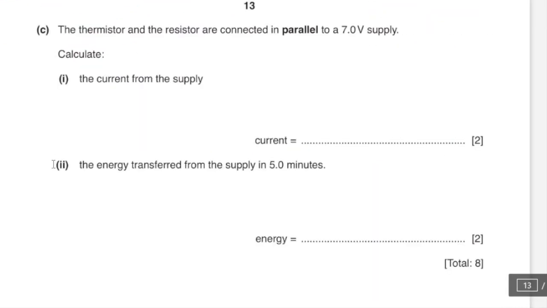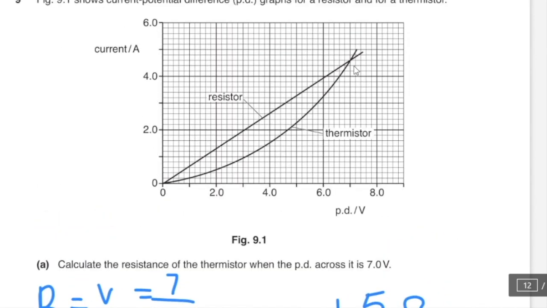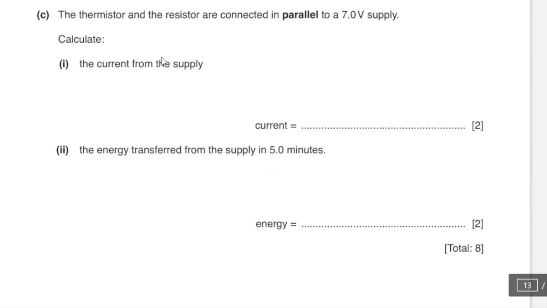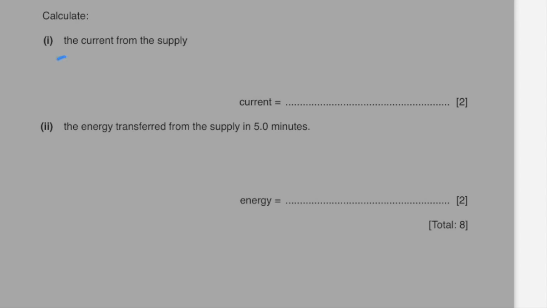The thermistor and the resistor are connected in parallel to a 7 volt supply. That means both of them get 7 volts of potential difference across them. Calculate the current from the supply. As we can see in the graph, at 7 volts of potential difference across them, they have the same current, 4.6. So 4.6 plus 4.6 is equal to 9.2 amperes.